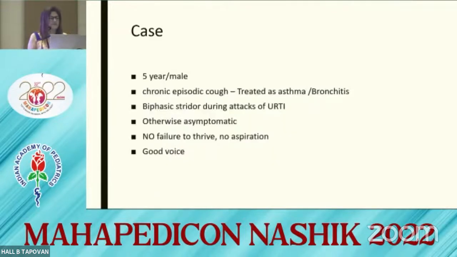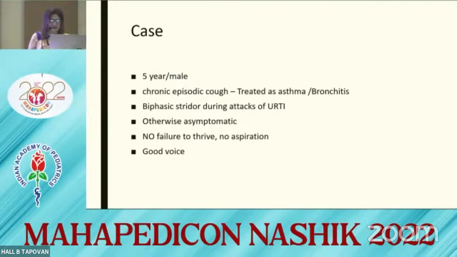A 5-year-old male with chronic episodic cough, he was being treated as asthma, bronchitis, as you may call it. And he had a biphasic stridor, which became worse when he had a respiratory infection. He was otherwise asymptomatic. There was no failure to thrive, no aspiration, and his voice was good. So what can you make out from this history? He has a biphasic stridor, good voice. So when you say good voice, and he's not aspirating, you presume that the vocal cord function is good. Okay, he's growing well, all right, but he has a biphasic stridor.